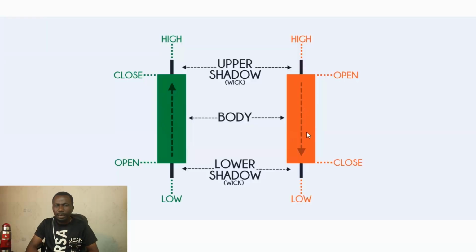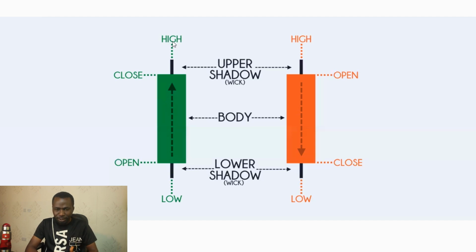This is clearly what I'm talking about. We have two candles that form consistently. Like I said, we have the green and the red. The green is a bullish momentum candle, while the red is the bearish momentum candle. Like I said, we have four data points that make up a candle. We have the high, close, open and low. And the same here, we have the high, open, close and low.